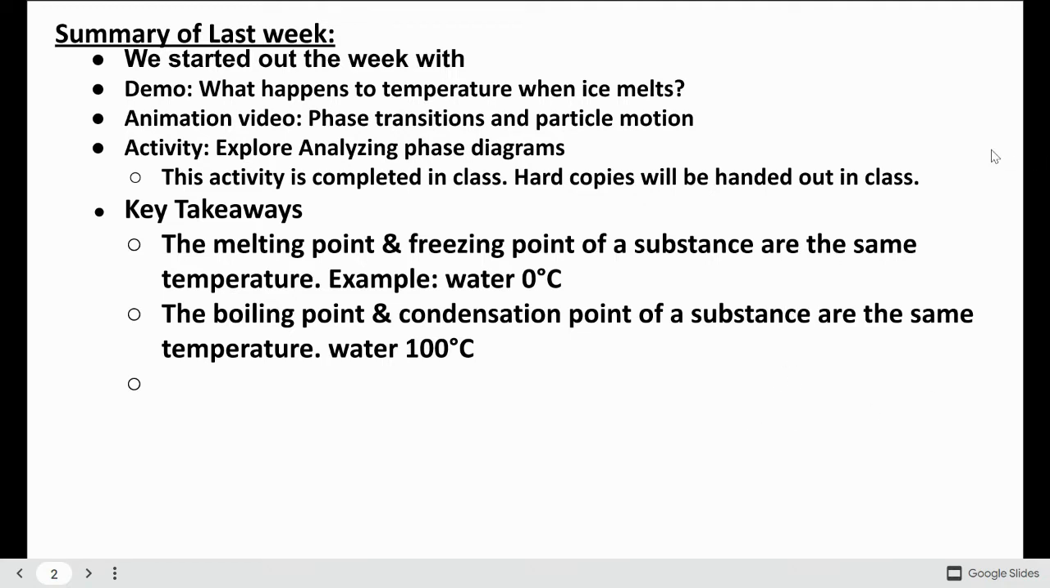And for water, that would be 0 degrees Celsius. The boiling point and condensation point are also the same temperature for any substance. For water, it's 100 degrees Celsius. So the difference between melting and freezing is the direction of flow of energy. Is it going in or coming out? Same thing with boiling and condensing. The temperature itself of that phase change is the same.